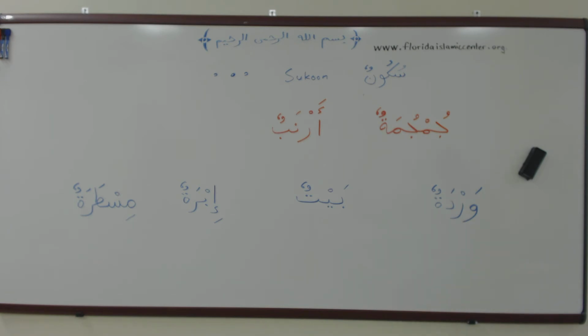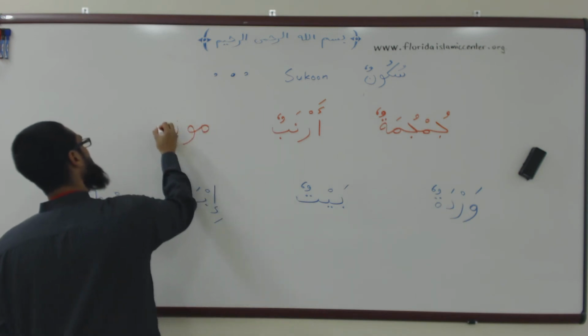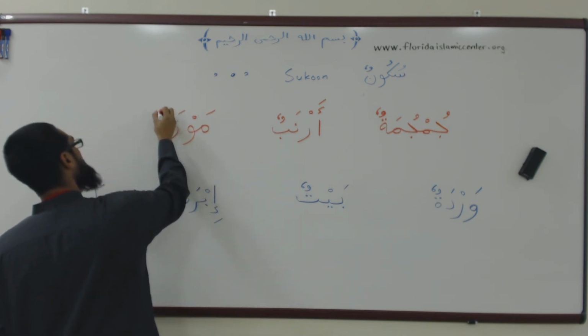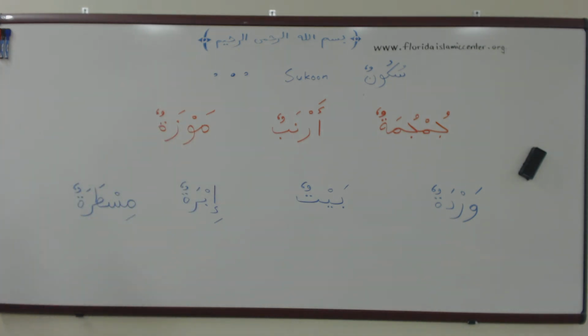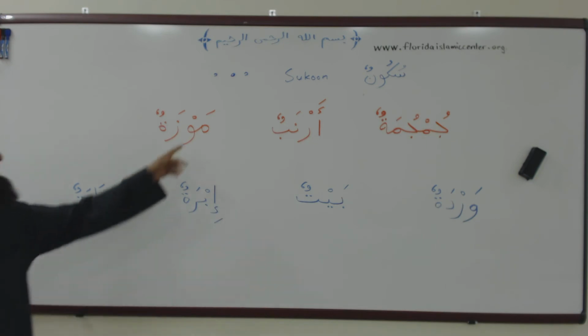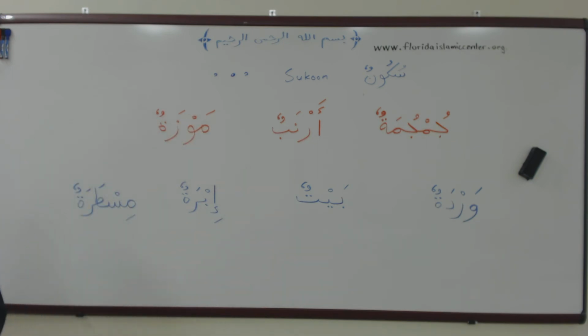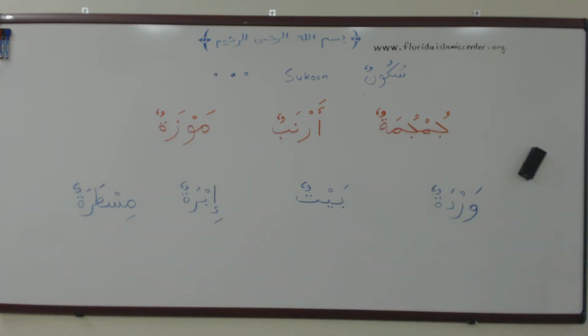And next, the word for banana. What would it be? Mau. Meem fatha. Mauzatun. Mauzatun. Okay. You can find these words on page 48, the sukun.